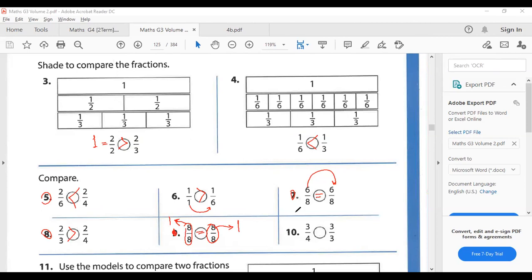Yes, Omar, next question. Is it 3 over 4 or 3 over 3? 3 over 3. What does 3 over 3 equal? It equals 1. And 1 over 1 is also in question 1. Yes, excellent. 1 is greater than this fraction. This is a fraction out of 1, a part out of 1. Okay, thank you, Omar.